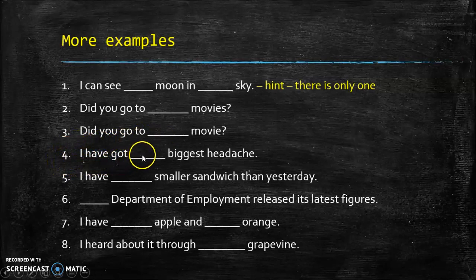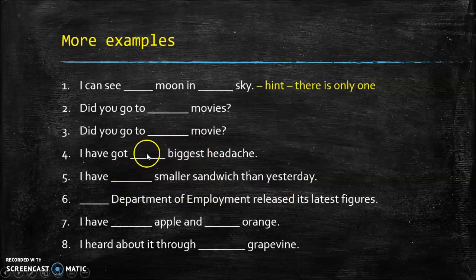I have got the biggest headache. So here we have "biggest". That's a superlative. That means that we have to have "the". It's the biggest, right? The most. So there's only one of them. We use "the". I have a smaller sandwich than yesterday. This is comparative. So we use "a" because there are many sandwiches which are smaller than the one I ate yesterday. This is just one of them. One of many, we use "a".